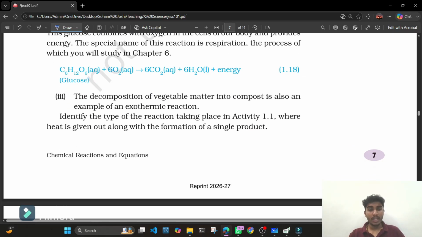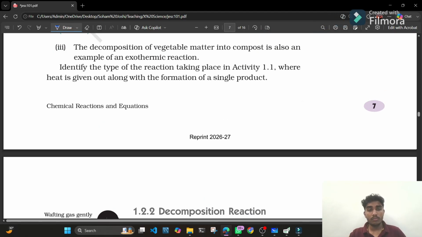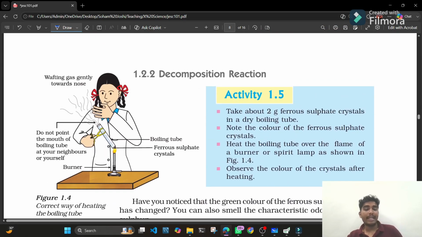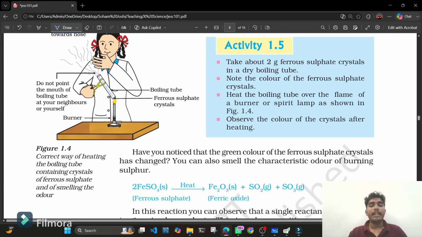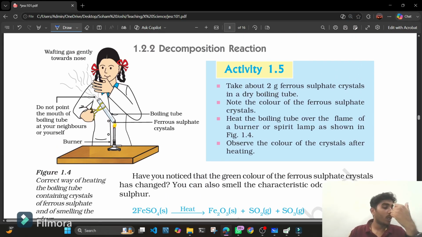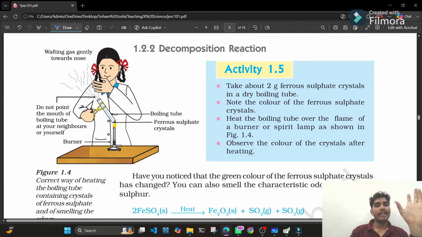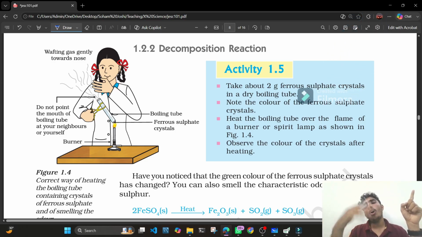Okay, cool. So next up, we have the second type of reaction, that is decomposition reaction. Decomposition reaction is something in which one reactant decomposes into two or three products. It doesn't happen with one product. One reactant, two or three products. What was combination? Two reactants, one product. Here in decomposition, we have one reactant, two or many products.